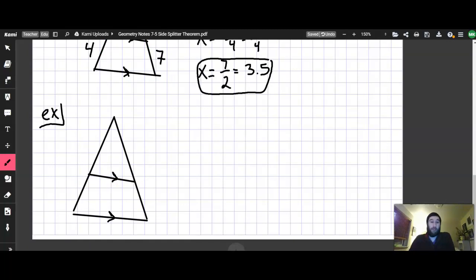All right, ladies and gentlemen, so in this next practice problem, I want to illustrate a non-example. So let me emphasize that here. This is going to be a non-example.